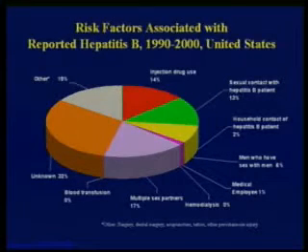Let's look at risk factors associated with reported hepatitis B from 1990 to 2000. About 14% are injection drug users. Sexual contact with hepatitis B patient, about 13%. Household contact with hep B patient, 2%. Men who have sex with men, 6%. Medical employee, 1%. Hemodialysis, 0, which I don't believe, but it's a CDC slide, blame them. I think it's actually a little bit higher.